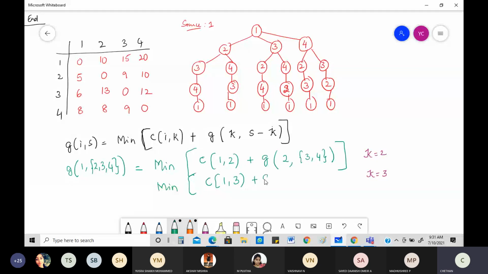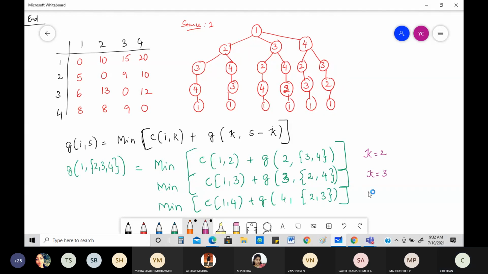Plus G of, be careful, 3. What is the remaining vertices you will be having? 2 and 4. This is also done. Then again, minimum of C of 1, 4 plus G of 4, remaining vertices 2 and 3. So this is also done. K is equal to 4 now. Okay, everything is all done.